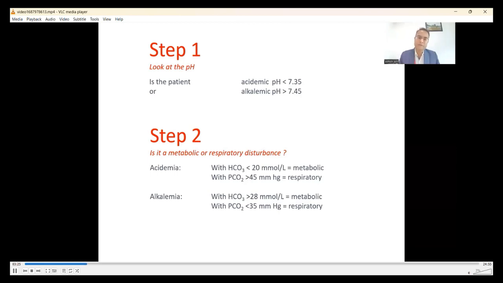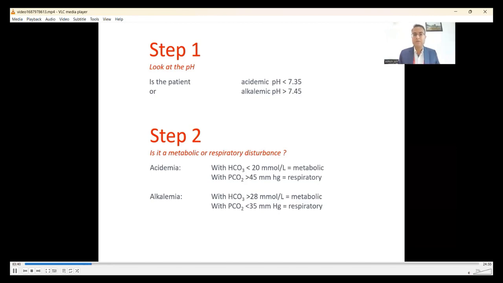Now the next step is to know whether the patient is having acidemia or alkalemia. It depends upon the pH. If pH is less than 7.35, it is acidemic. If more than 7.45, it is alkalemic.